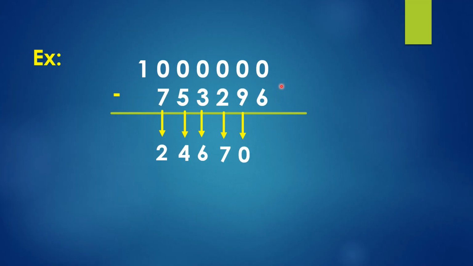Now the last digit, 6 is the last digit. So we should consider Charamam Dashataha now. So how much should be added to 6 to get 10 now? It is 4. The difference is ready. 246704. So easy, right?